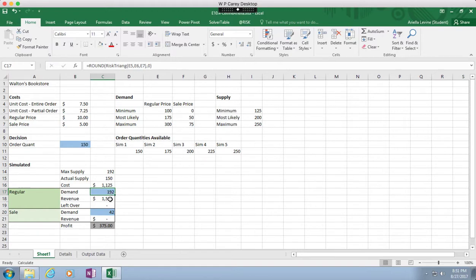Now the demand, we take that value and multiply it, depending on what comes first. Is demand greater than the actual supply? If so, take the actual supply number. If demand is less than the actual supply, take the demand number and multiply that by the regular price units. So essentially, how many units are we going to sell at that $10 mark?